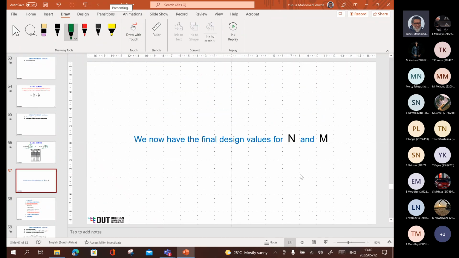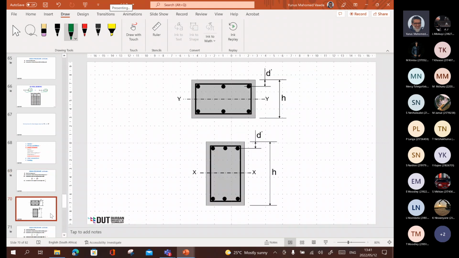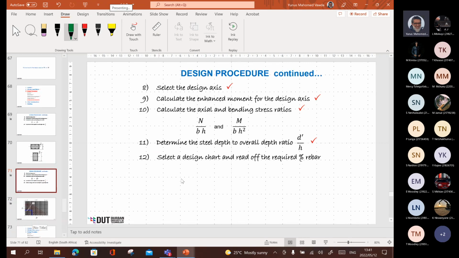Okay, we now have the final design values of N and M. And once we've got that, we need to find d prime. And d prime depends on the axis in each direction. Usually we go for the same cover, the same bar diameter, so it's usually the same. But anyway, you can see that the ratio will change drastically with the dimension of the beam. Okay, so that's the next thing. Once you've done that, select a design chart and read off the required rebar.